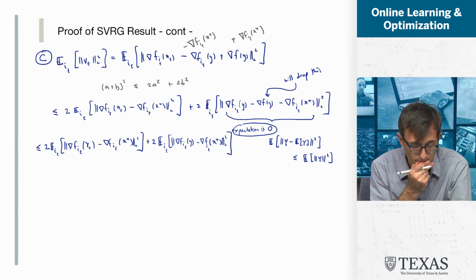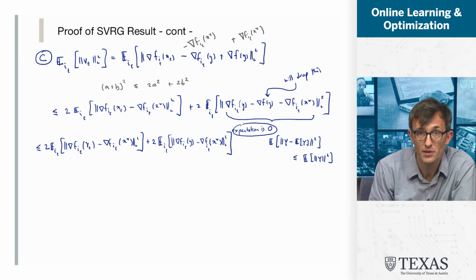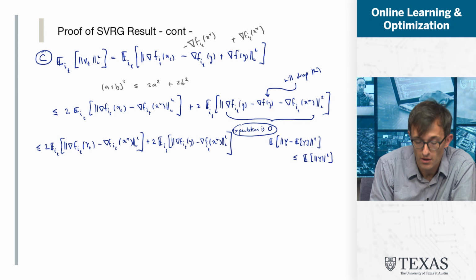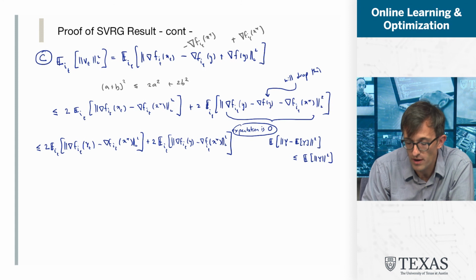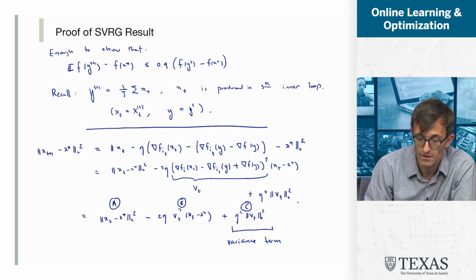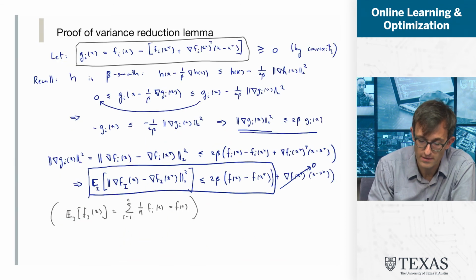Now what can I do? We need to flip back a little bit so that you can see that this is exactly where I'm going to use my variance reduction lemma. And I'm going to use it twice. So let's look at what we have. We have the gradient of fi evaluated at xt minus the gradient of fi evaluated at x star. And then the gradient of fi evaluated at y minus the gradient of fi evaluated at x star. So let's look back at our variance reduction lemma and see that this is exactly what we had.